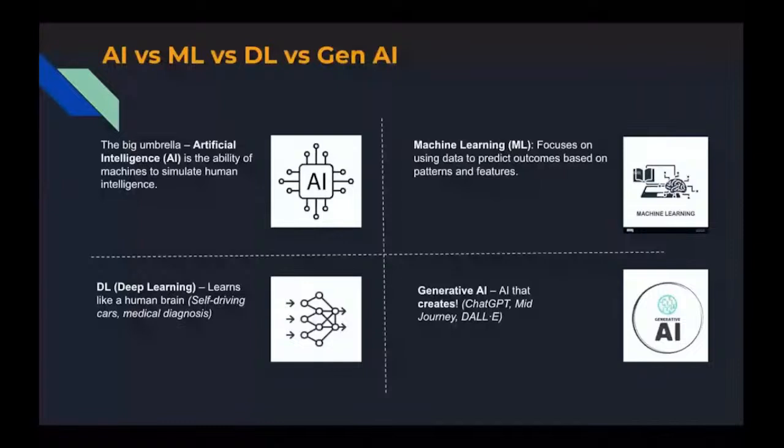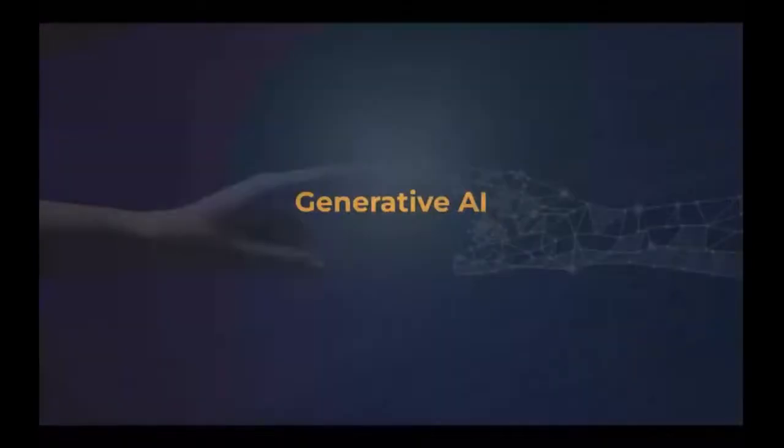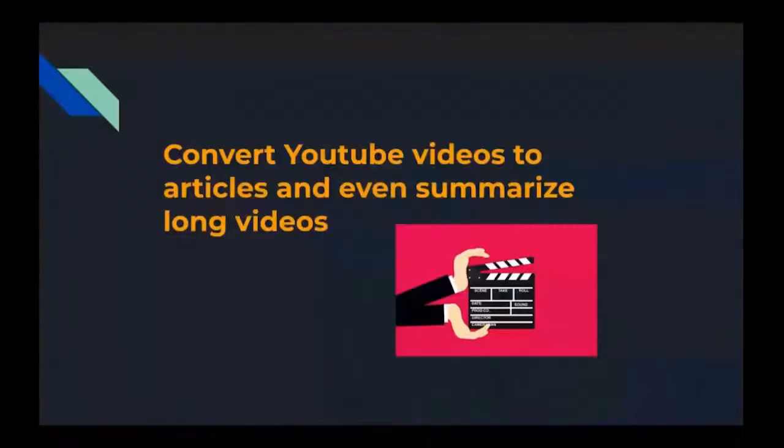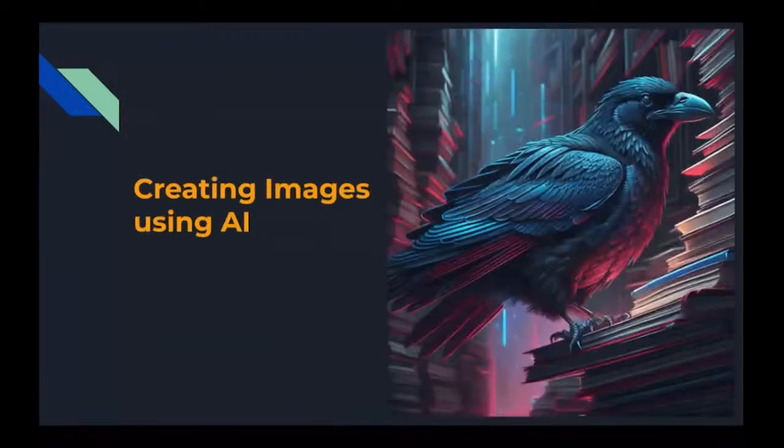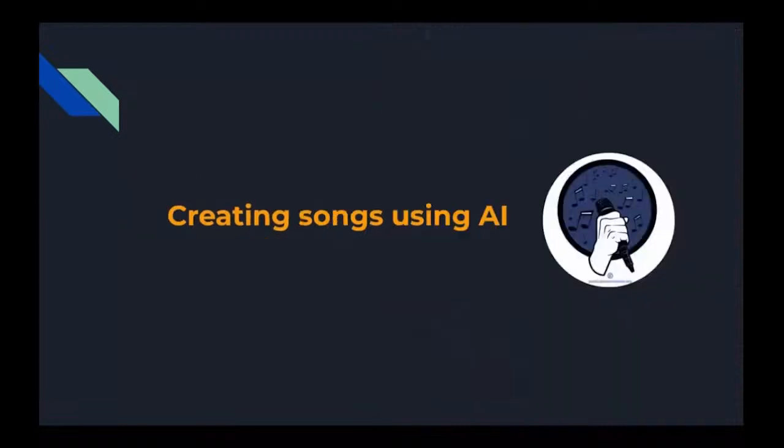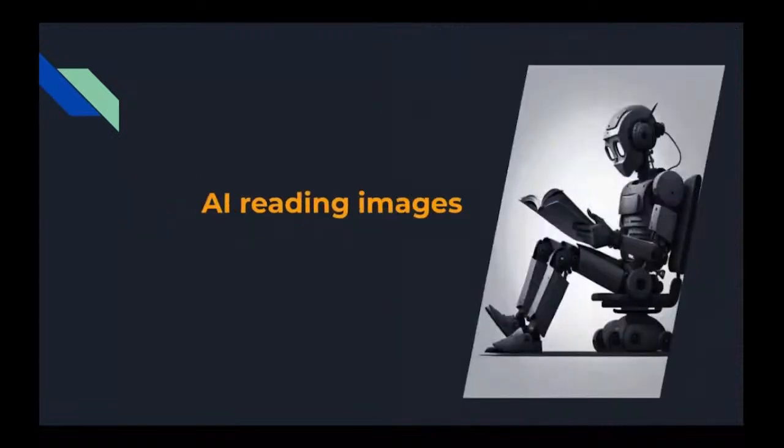Okay, we have explored a few tools here, like how to create content and how to summarize. We already know how to create images using Leonardo AI. Even with ChatGPT now we can create images, sounds using AI, and AI can read images also.